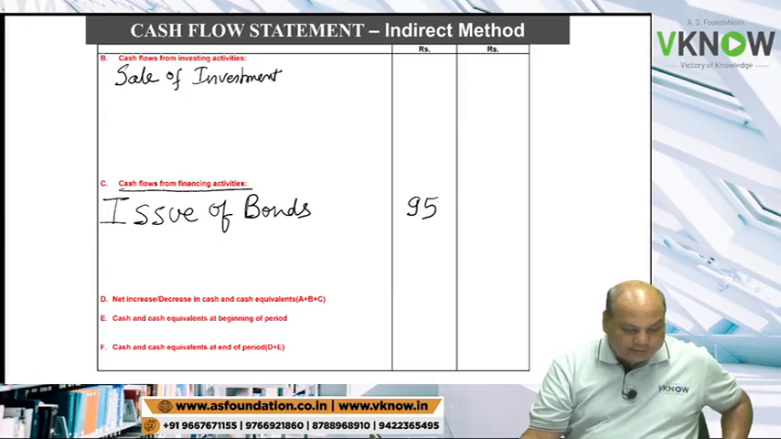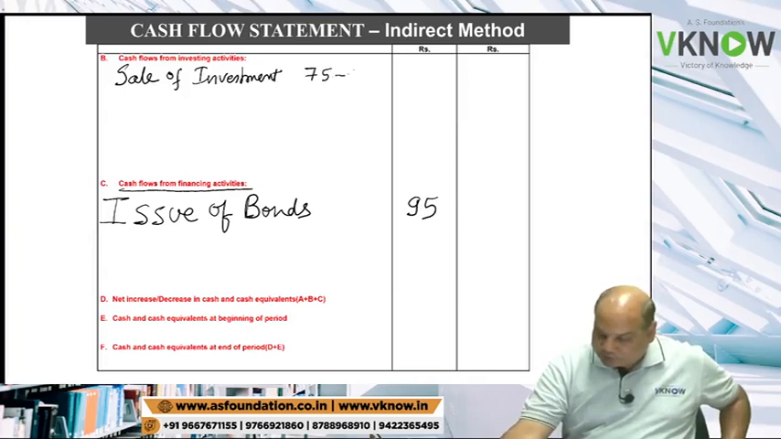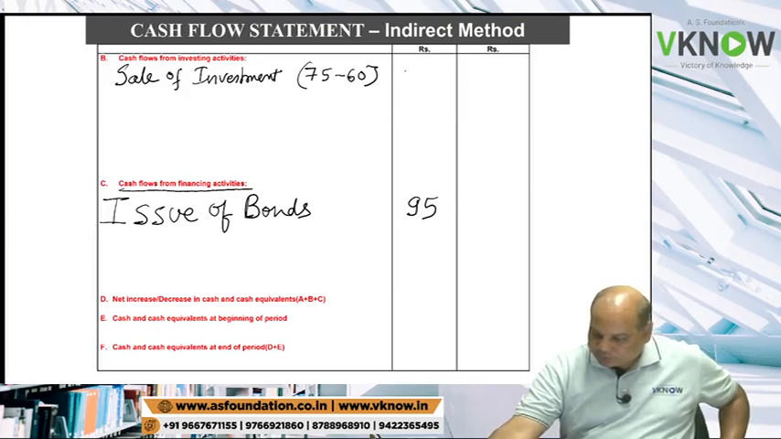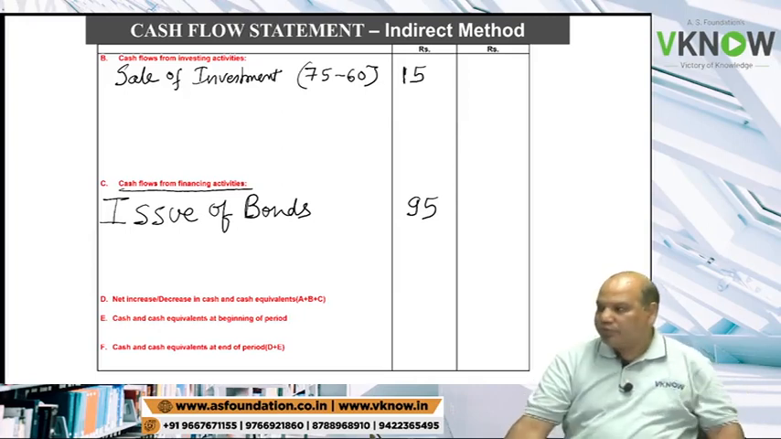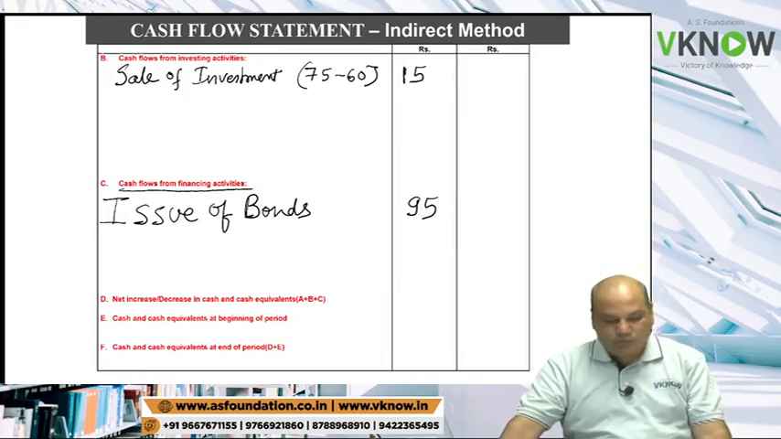Write in bracket 75 minus 60. 15 is your cash flow. Come on, next.